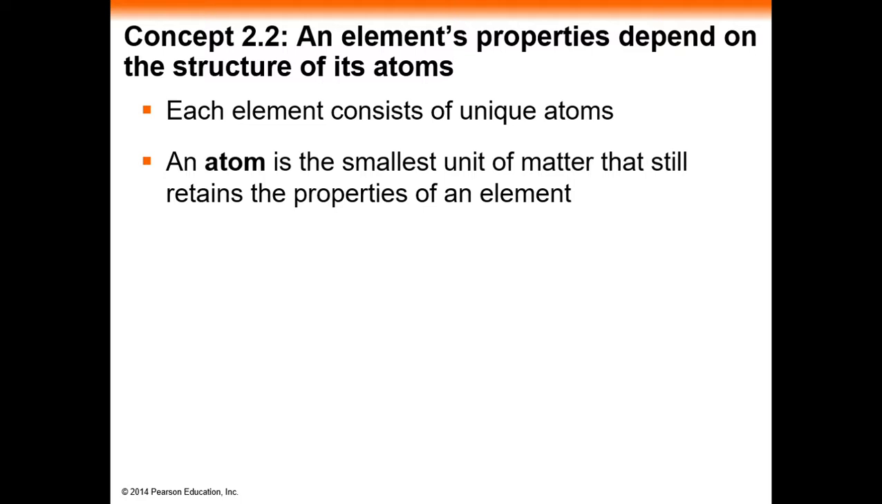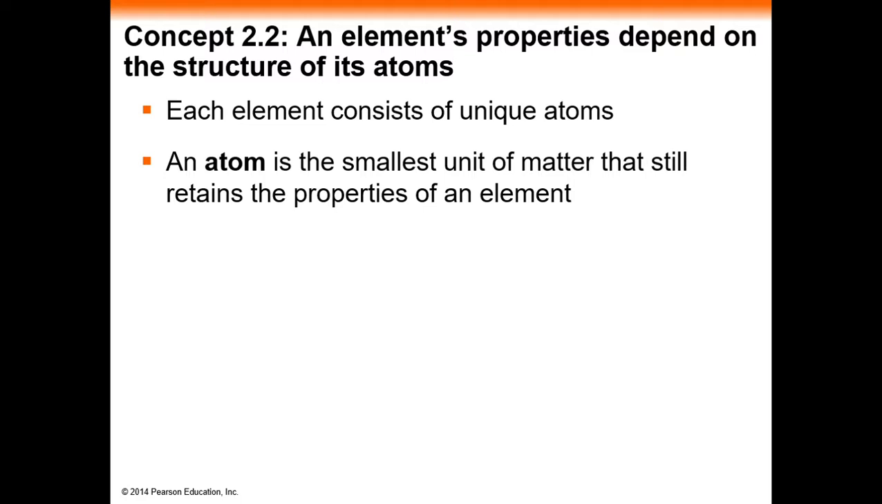And the atom is going to be the smallest unit of matter that still retains the properties of an element. So in other words, if I take that hunk of graphite at the end of my pencil that is made of all carbon, elemental carbon, and I subdivide that graphite smaller and smaller, the smallest unit of matter that can still retain the properties of an element is going to be an atom.